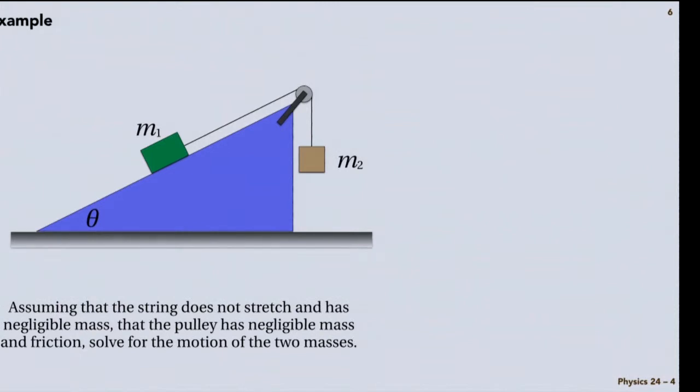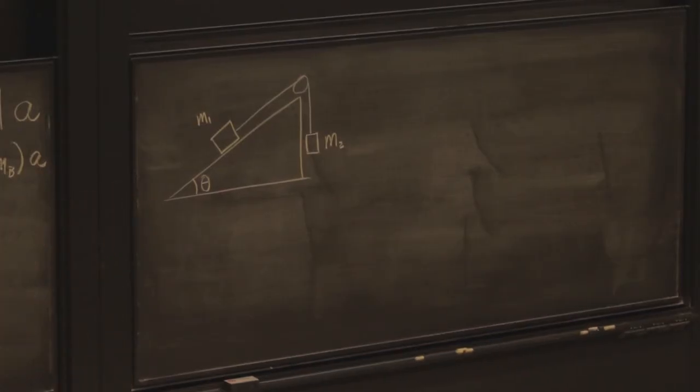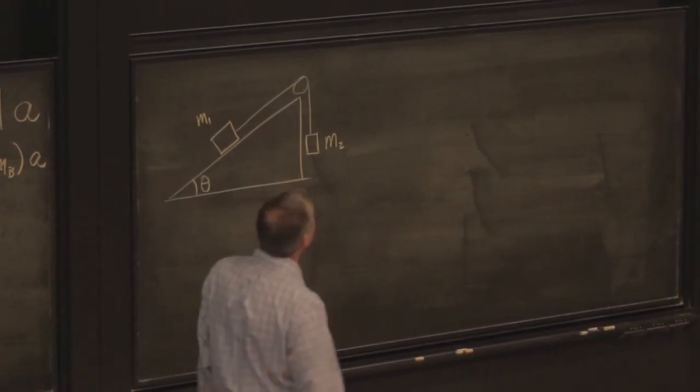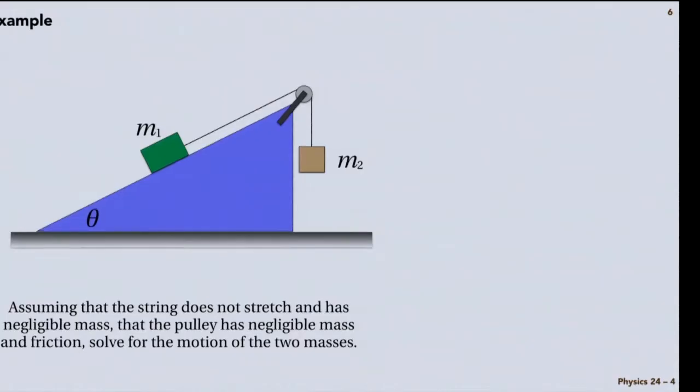M2. Okay, so the first step was draw the picture. So you draw the picture and label things symbolically. We get to assume all sorts of good stuff, like the string doesn't stretch, that the string has negligible mass, the pulley has negligible mass, and negligible friction.